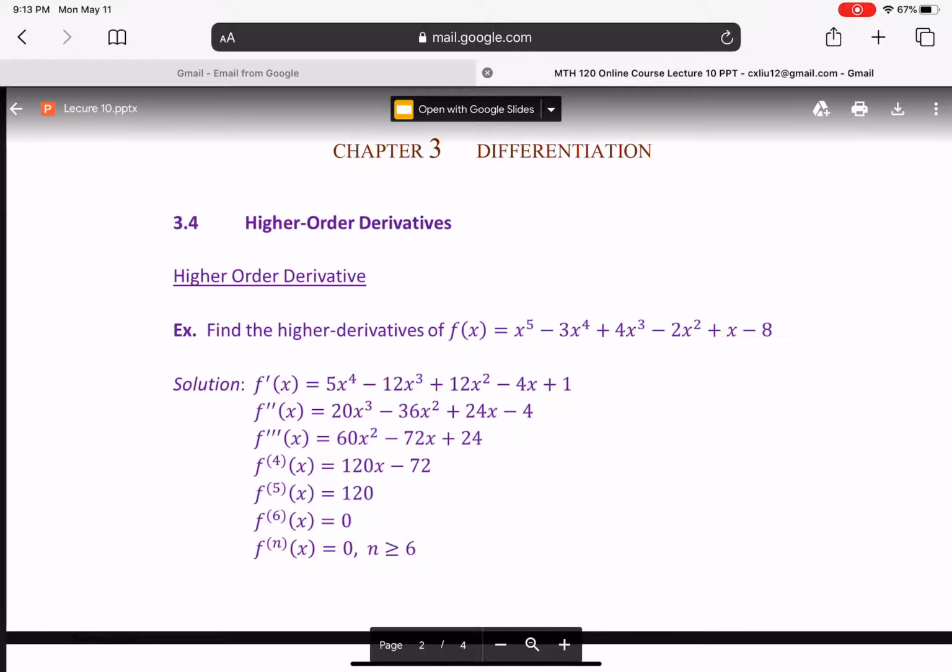And when you take the derivative of this first derivative, you get the second derivative, which is 20x cubed minus 36x squared plus 24x minus 4. And you take the derivative again, you get the third derivative of f, which is 60x squared minus 72x plus 24. And keep on doing this process, we get 120x minus 72 for the fourth derivative of f, and 120 for the fifth derivative of f, and 0 for the higher order derivatives when n is greater than or equal to 6.